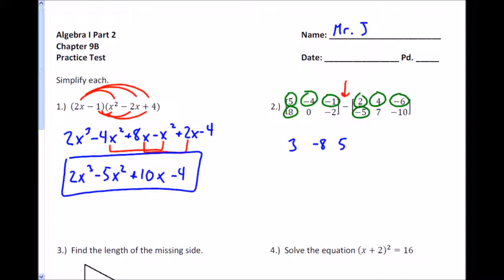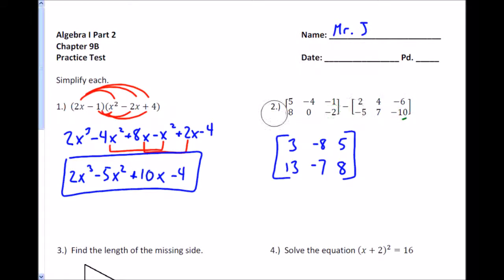8 minus a -5, that's like plus a positive, that's a 13. 0 minus 7 is a -7. And then -2 minus the -10, that's like plus a positive, that's a positive 8. Okay, so I end up with a matrix that's the same size as the original two. And if you wanted to, a great idea for this one would be to change this to adding the opposite and change the sign of each of these to make it a little bit easier. Now we're talking about addition instead of subtraction. Okay?